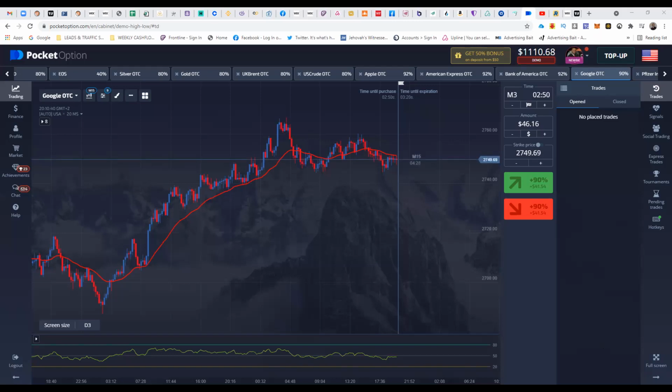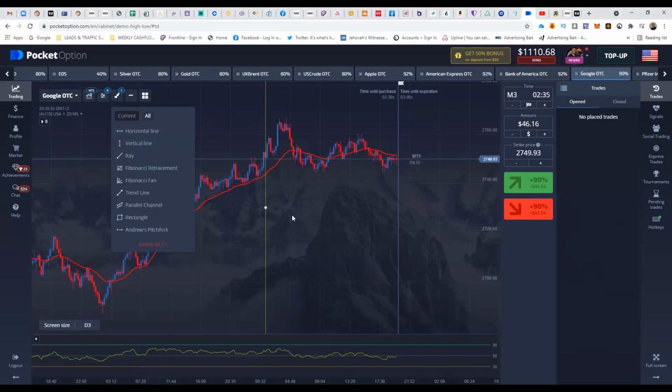So I'm going to do it on the Google stock over the counter. And so we're going to mark it up from the 15-minute to the 4-hour. We're going to mark up our zones and then find our entry. So what we're going to do is we're going to actually start from the top to the bottom.